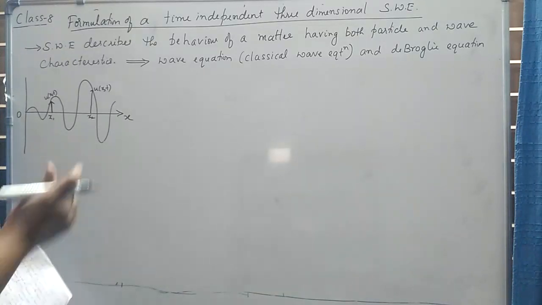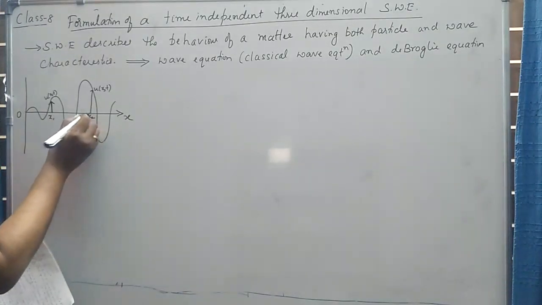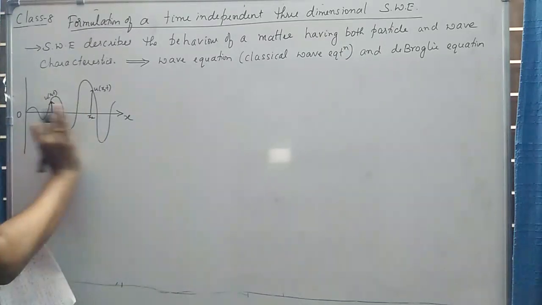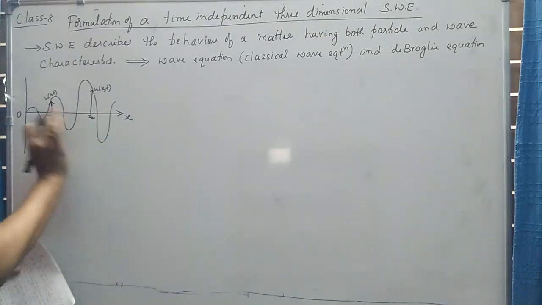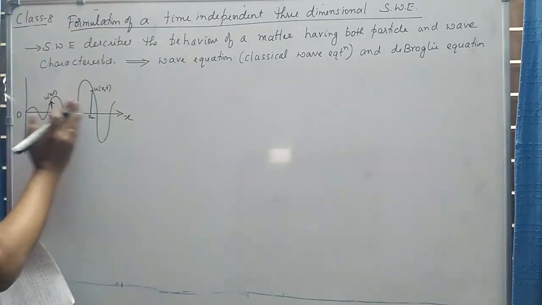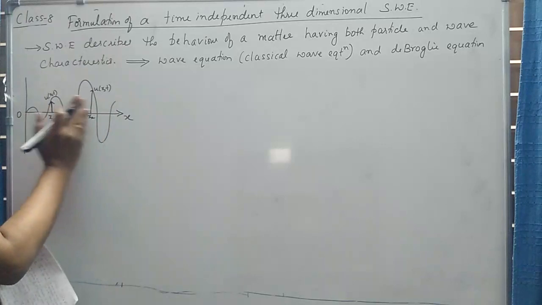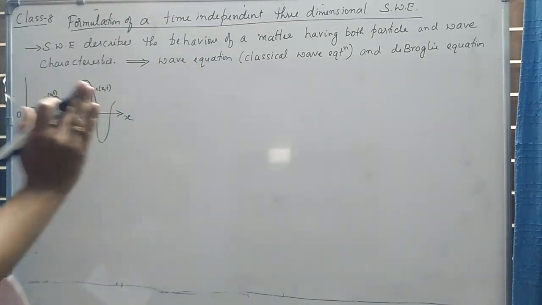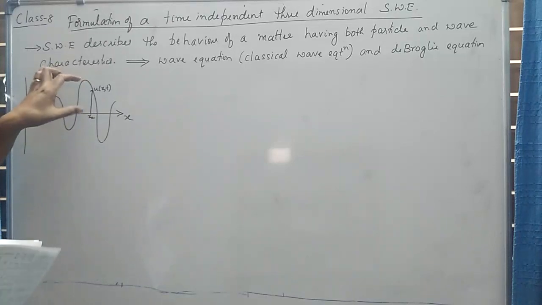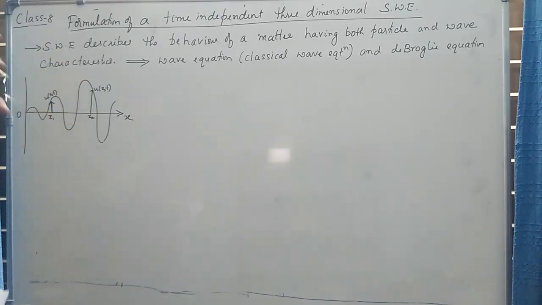Also, if I take one particular point x2, fix the position, and imagine this wave passing through this point x2, what will happen to the height of the wave as it passes through x2? The height of the wave changes with respect to time. So the height of the wave is a function of two variables. It depends on position as well as on time.